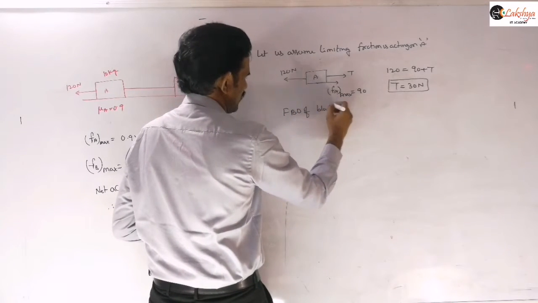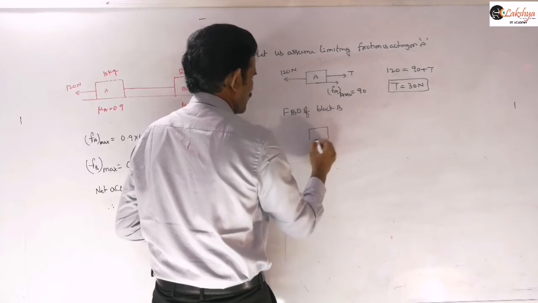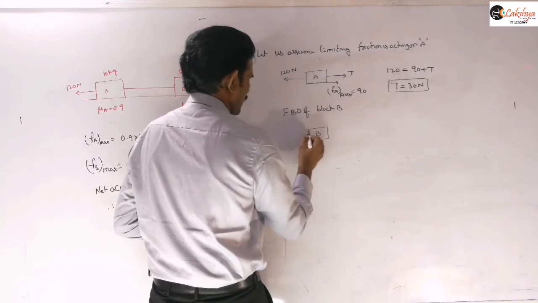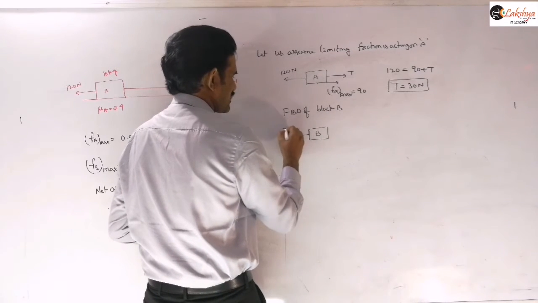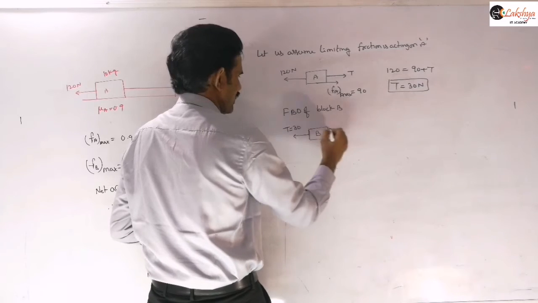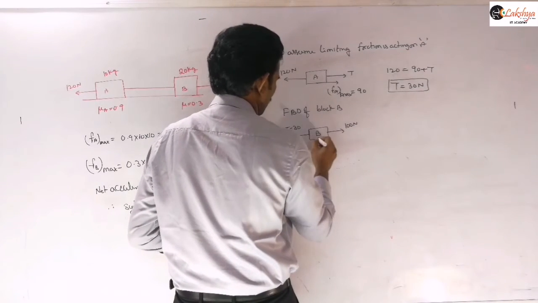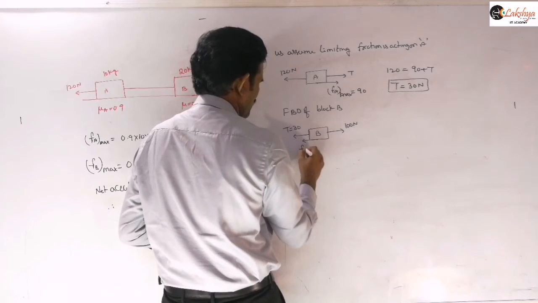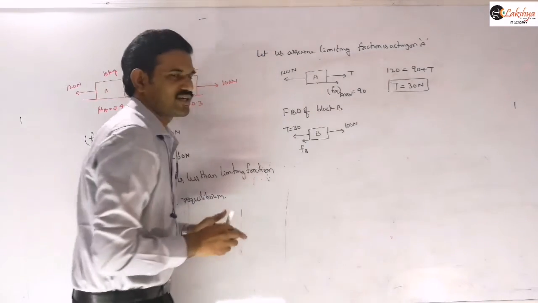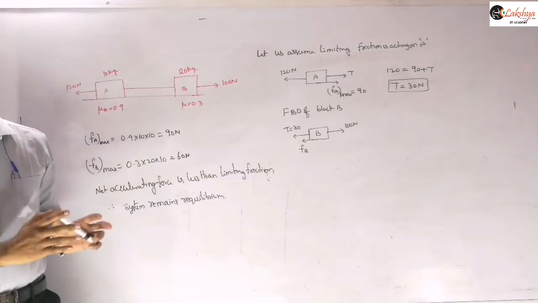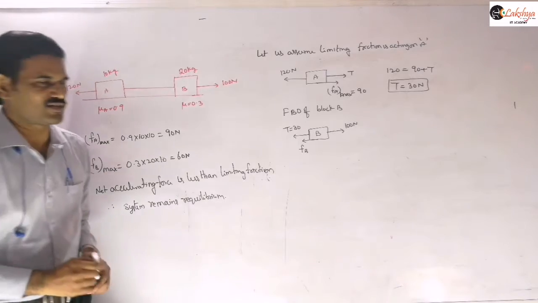FBD of block B. So then if you are taking this FBD of block B, this side now tension will be there, which is 30 newtons here. And so then this side the applied force 150 newtons will be there. And so then clearly you can say that FB value should be there along this direction, because that block B should also be at rest. We already concluded that system will remain at rest.